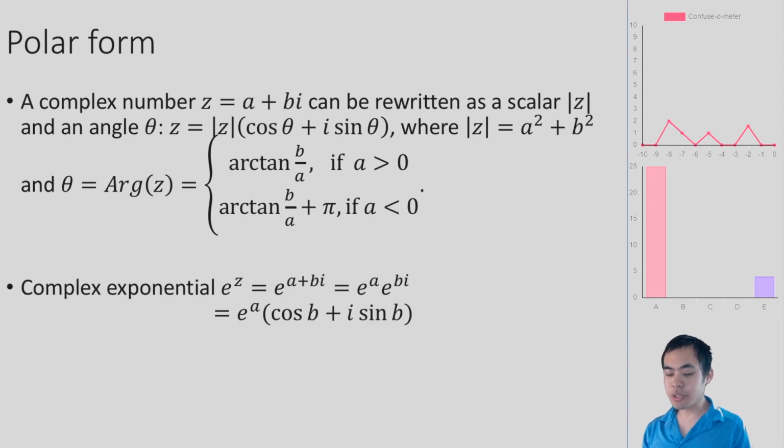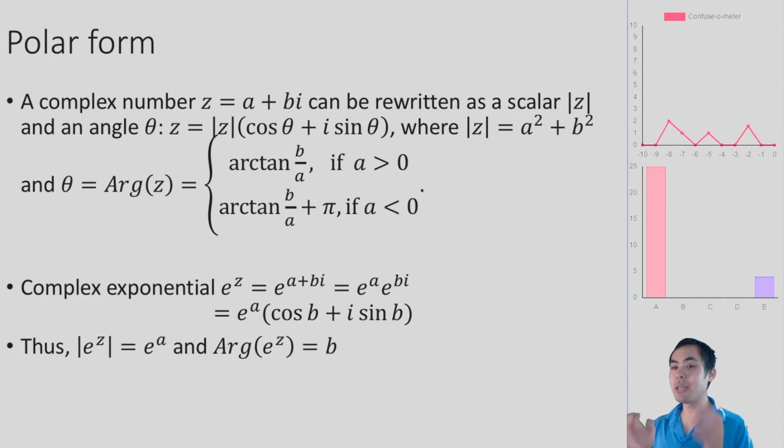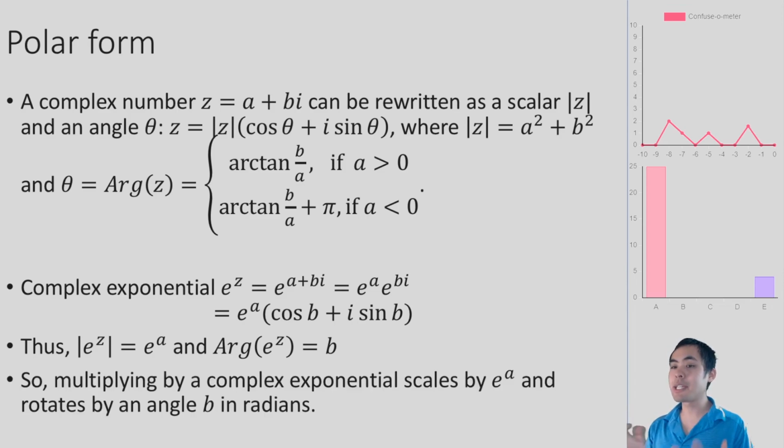Complex exponentials, on the other hand, are a little bit more complicated, but basically when you take a complex exponential, e to the a plus bi, you can break that up into e to the a and e to the bi. Then e to the a, well, that's just the length. So e to the a is the length because that is how much you're scaling it by, and the argument is just equal to b when you take an exponential.